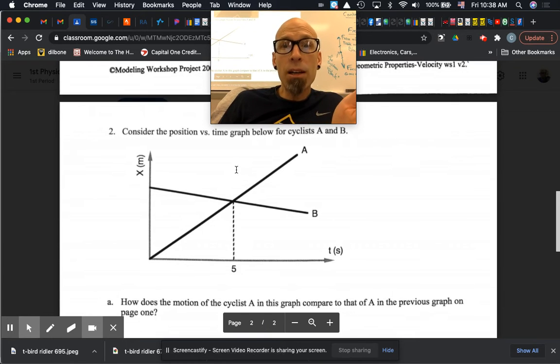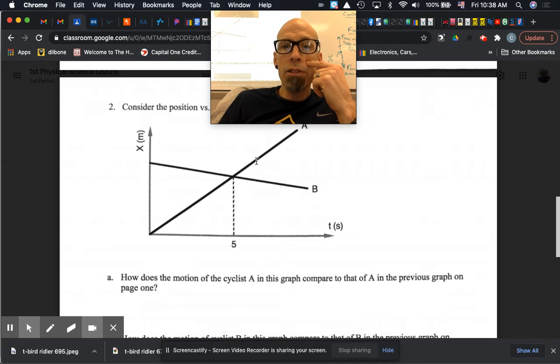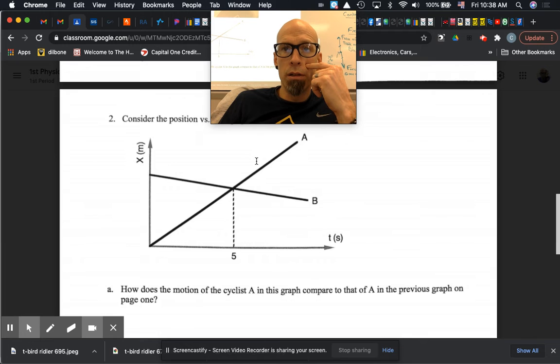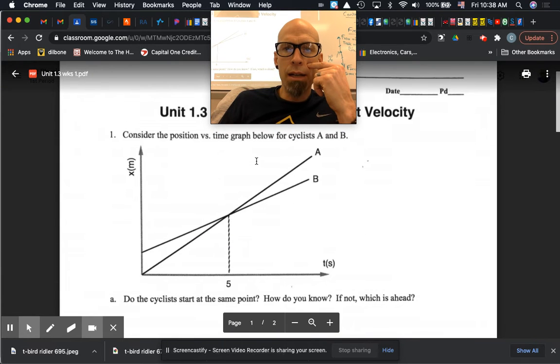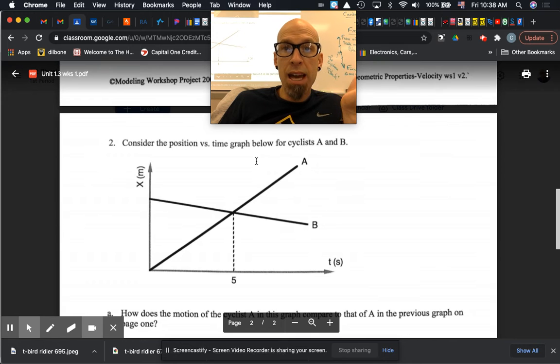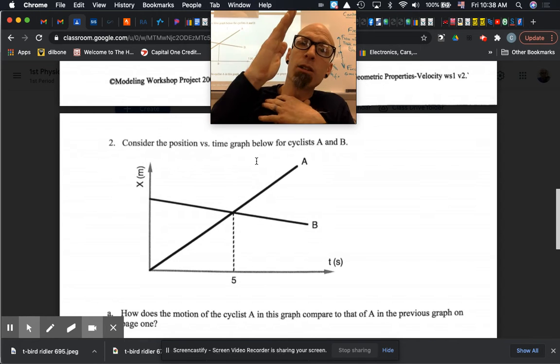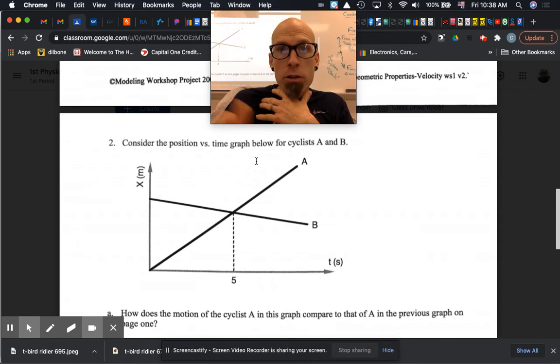Okay, so now the second graph. Now they say, how does the motion of A in this graph compare to the other one? Well, I know they're not side by side, but A in the first graph, A in the second graph. How do they look to you? They look the same to me. Same steepness. A is still tipped up the same way. So I would say they're the same to me.